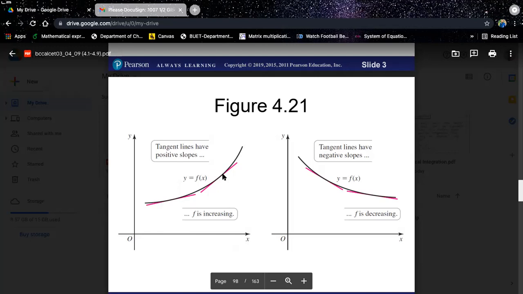And vice versa for the decreasing part. If you draw a tangent line here, at any point, you will see the slopes will be negative, right? You can just join it with the x-axis and you will see the angle is more than 90 degrees for any tangent line anywhere on this decreasing part. So that's what we can always remember.